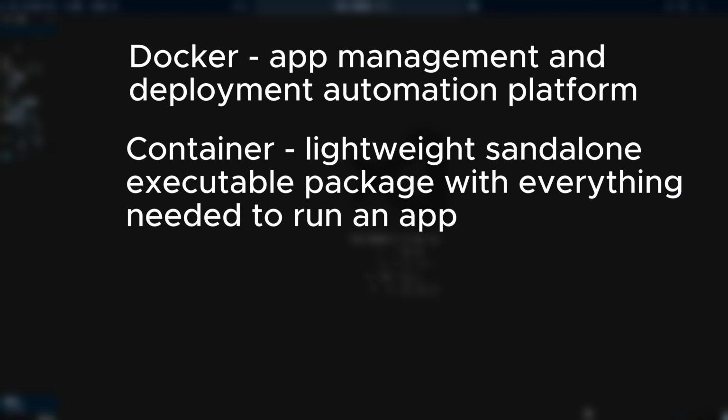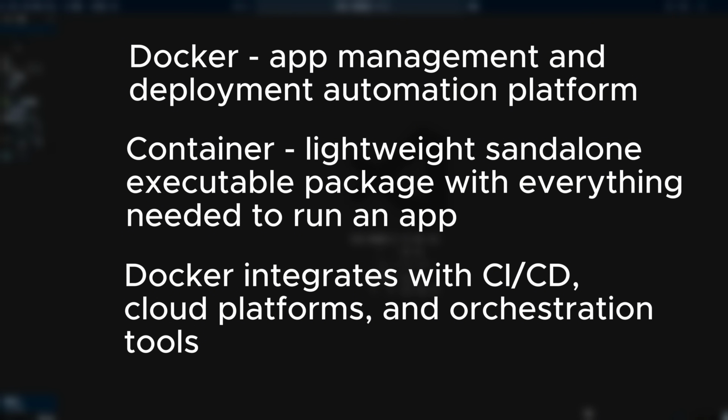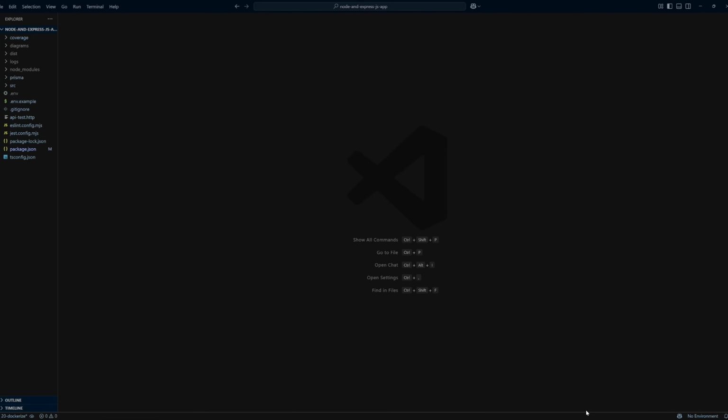Unlike traditional virtual machines, containers share the host system's operating system, making them more efficient and faster to start. With Docker, you can ensure consistent environments. Docker also integrates seamlessly with modern CI/CD pipelines, cloud platforms, and orchestration tools like Kubernetes. This makes it ideal for building microservices architectures, testing distributed systems, and simplifying the software delivery process. With a little bit of background on Docker, let's start Dockerizing our application.